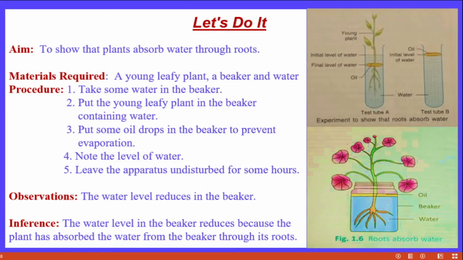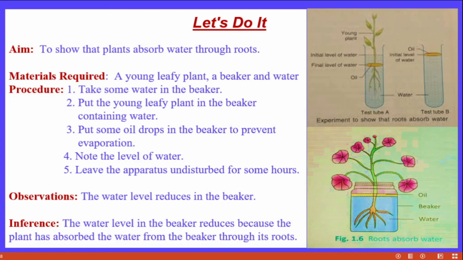Let's do a small activity. Aim: to show that plants absorb water through the roots. Materials required: a young leafy plant, a beaker and water. Look at this image, you will understand very clearly. Procedure: take some water in the beaker. Put the young leafy plant in the beaker containing water. The plant must contain roots. Put some oil drops in the beaker to prevent evaporation. Then note the level of water. Leave the apparatus for some hours. You should not disturb them.